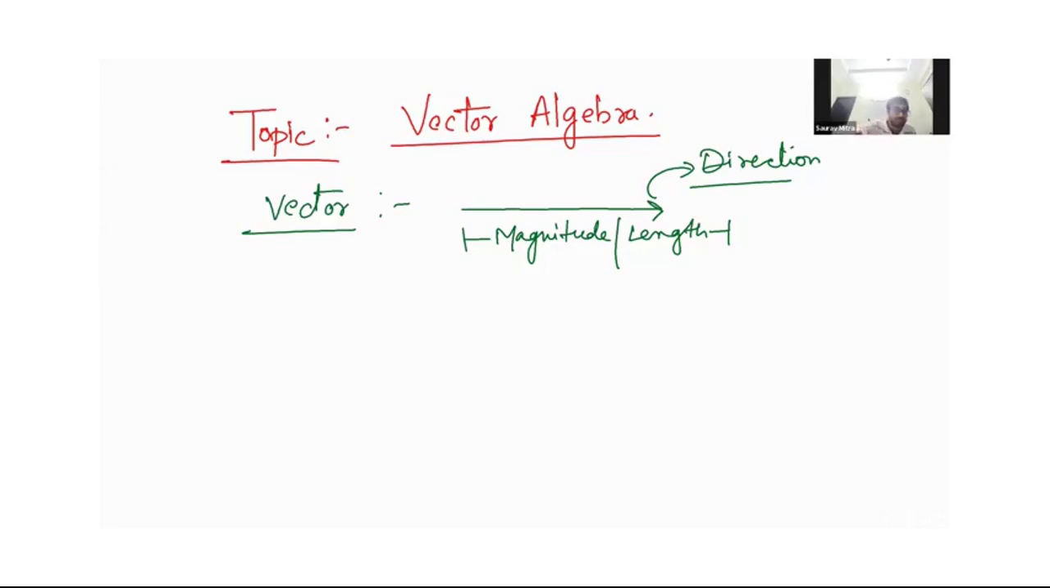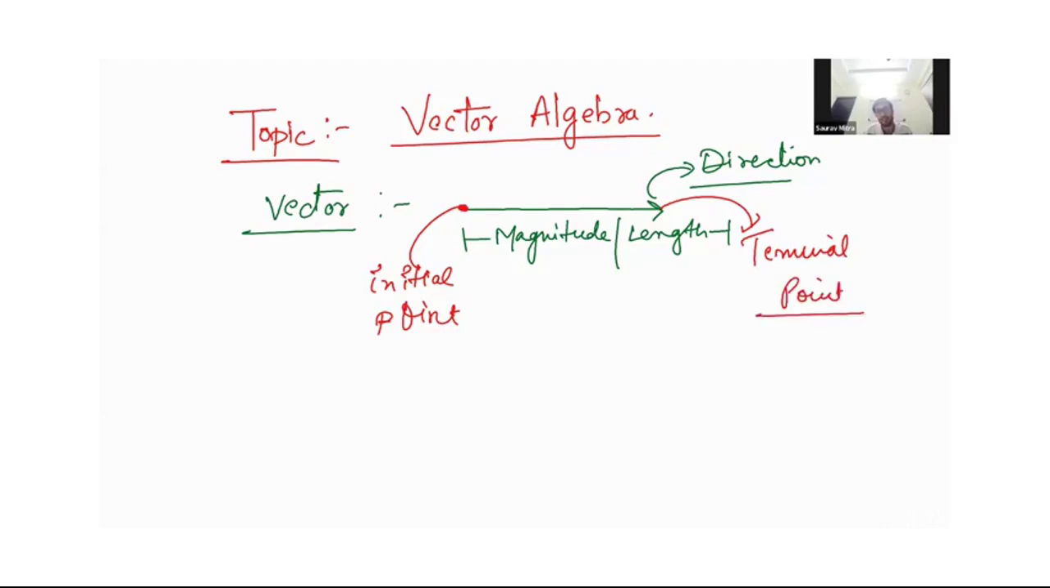This is called the initial point, and this is called the terminal point. Clear? Now, first we will understand what a position vector is.